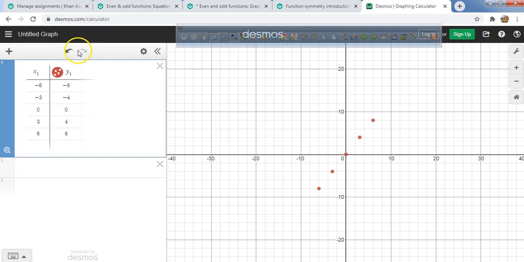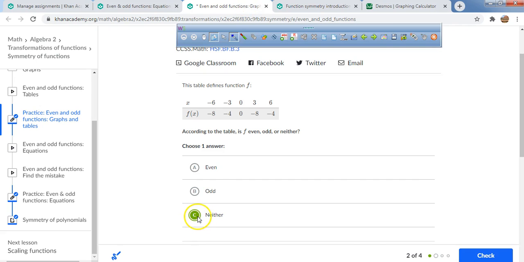So that's an odd function right there. That's an odd function. This is not. So this is going to be neither an odd function nor an even function.